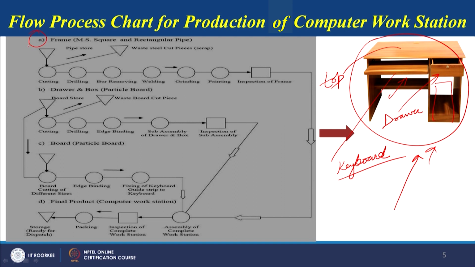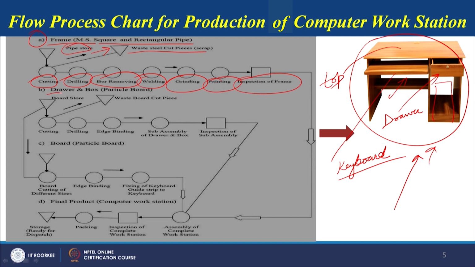The first part is the frame. Mild steel square and rectangular pipe is used. Here we can see this is a pipe store, and waste pieces, whatever are cut, are transferred to the scrap. So, what is the raw material? It is MS square and rectangular pipes. First is cutting, then drilling, then burr removing, welding, grinding, painting and inspection of the frame. So, there is a metallic frame which is being used.